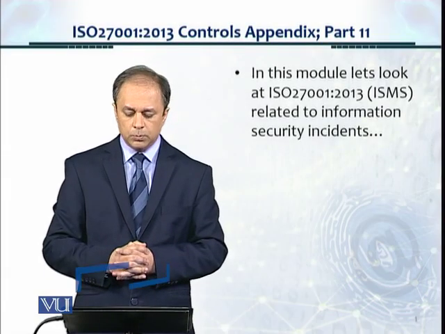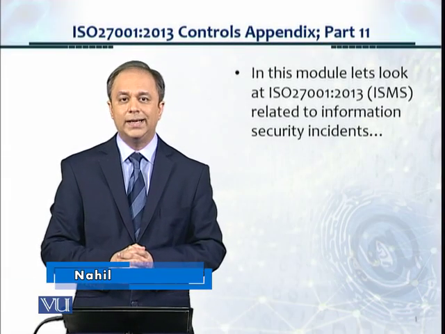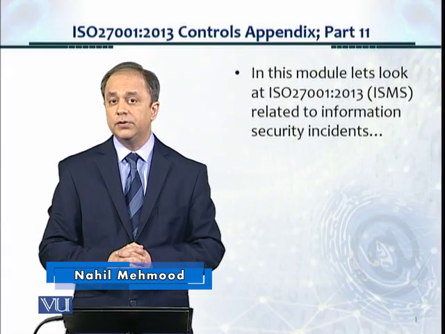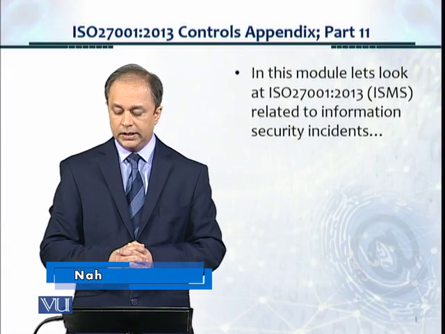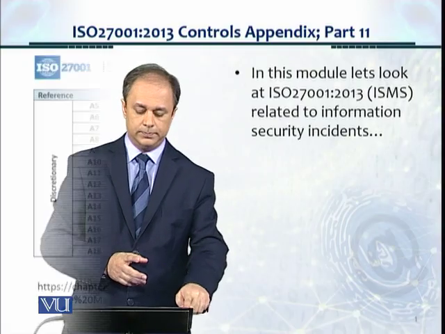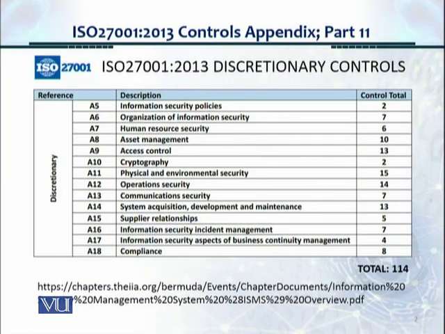Welcome. In this module, we look at the controls appendix, and this is the 11th part of that, and we're going to look at information security incidents. Now, this is the layout for discretionary controls for the appendix, for the 114 controls. And as you can see, A16 is information security incident management, and it has 7 controls.